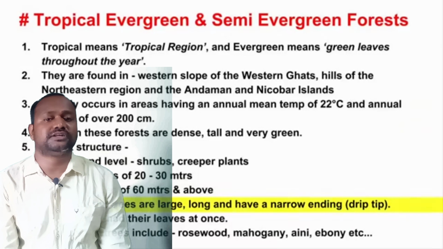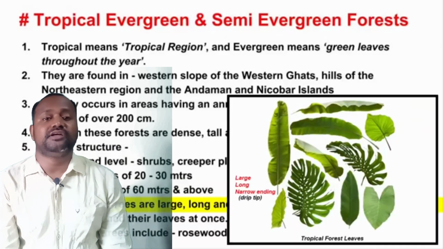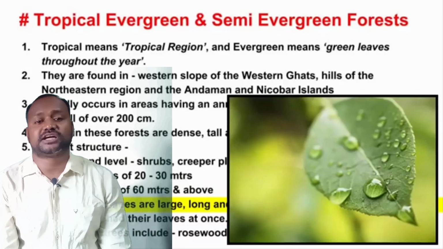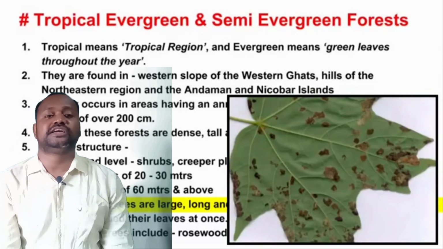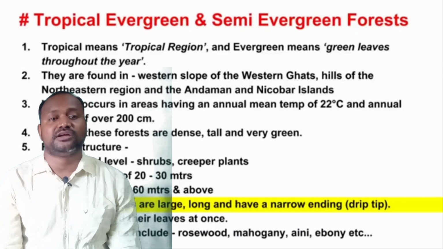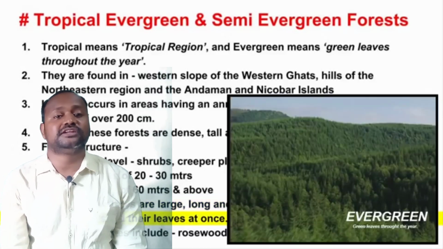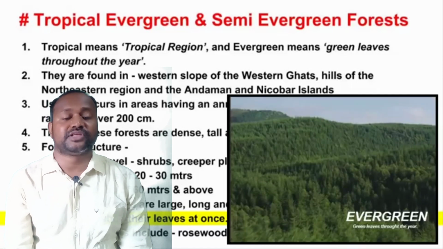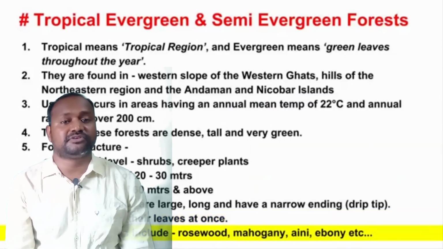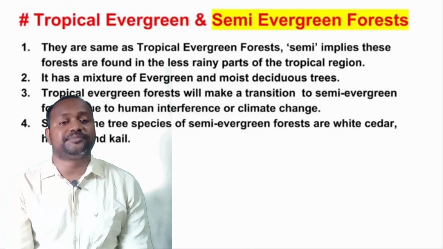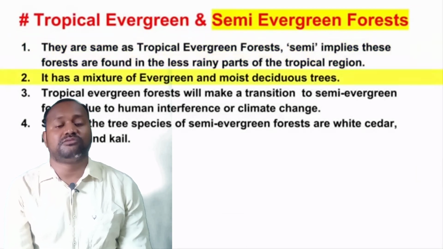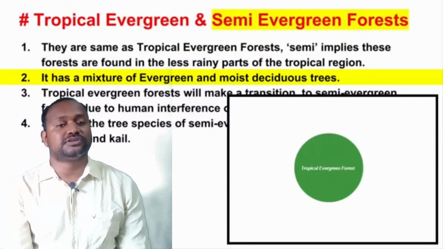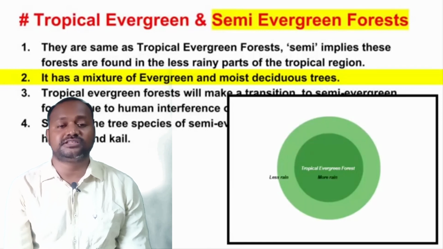Now let's discuss the tropical deciduous forest. In India, tropical deciduous forests are the most abundant forests, meaning these forests are found in huge amounts in India. These forests are found in almost all the states of India. Let's discuss the requirements for tropical deciduous. Tropical deciduous forests require rainfall from 100 cm to 200 cm. These forests are also known as tropical wet deciduous forest.